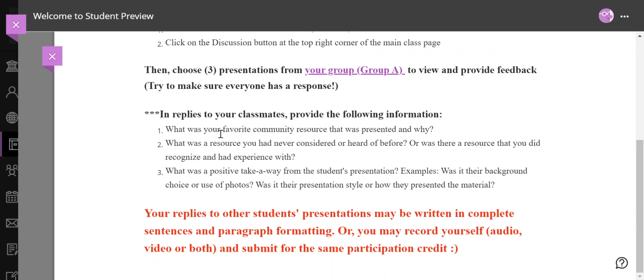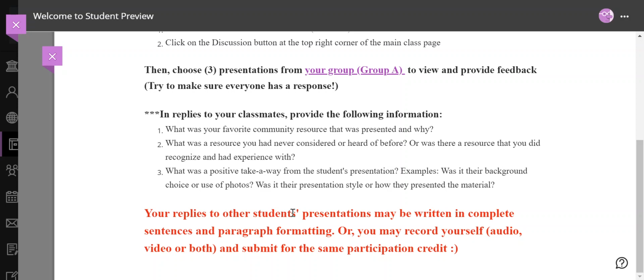So the first part is, what was your favorite community resource that was presented from that student and why? What was a resource you had never considered or heard of before? And again, if that's not really the case for you, was there a resource that you didn't really recognize or did not have a lot of experience with?